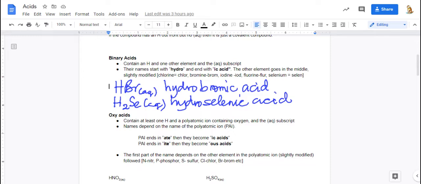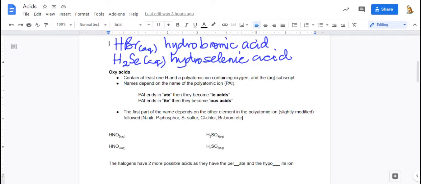And the first part of the name depends on the other element with the polyatomic ion. So N is nit, you take off the ogen. Phosphorus, you take off the us at the end. Sulfur stays the same. And then the same thing happens for the halogens. You drop the INE at the end. So you really have to pay attention to your polyatomic ion here.